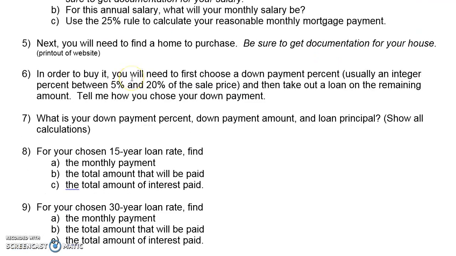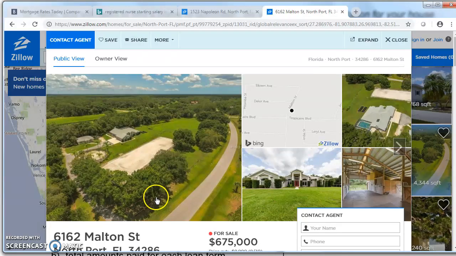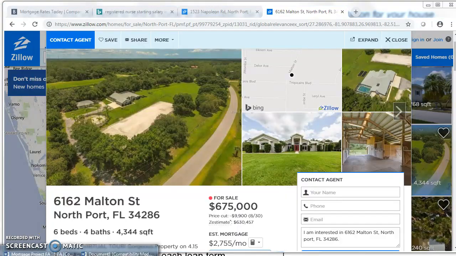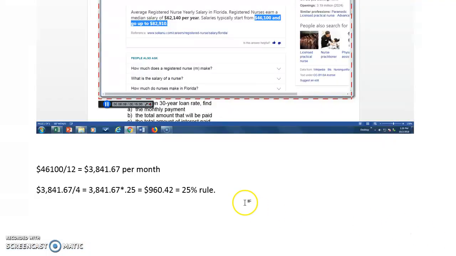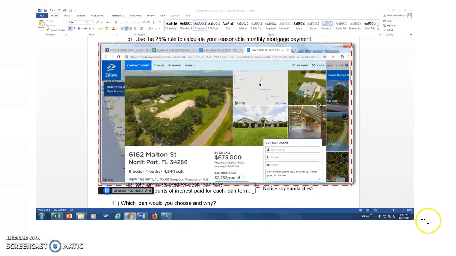Alrighty. Next, you'll need to find a home to purchase and be sure to get documentation. This is your fourth and final piece of documentation. Since I needed a home to buy, I did an internet search and I wound up on Zillow and I found this beautiful, huge house with a pole barn and, as you can see here in the picture, a little additional guest house. So I'm going to do a print screen and once again paste into my Word document so that the documentation of my house is provided.